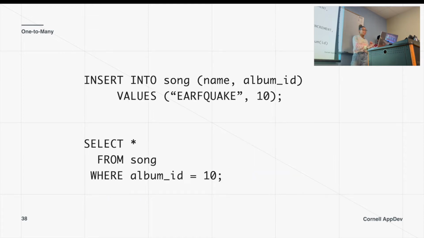Okay, awesome. So again, more SQL syntax. We're inserting into the table song, the name of the song and the album ID. So we're saying that we're entering the song Earthquake and the album it belongs to is 10. And then we can also do a query. We're selecting all from the songs table where the album ID is 10. So essentially what this means is that from our songs table, we're selecting all of the entries that belong to the album with an ID of 10. Everybody got that? Okay.